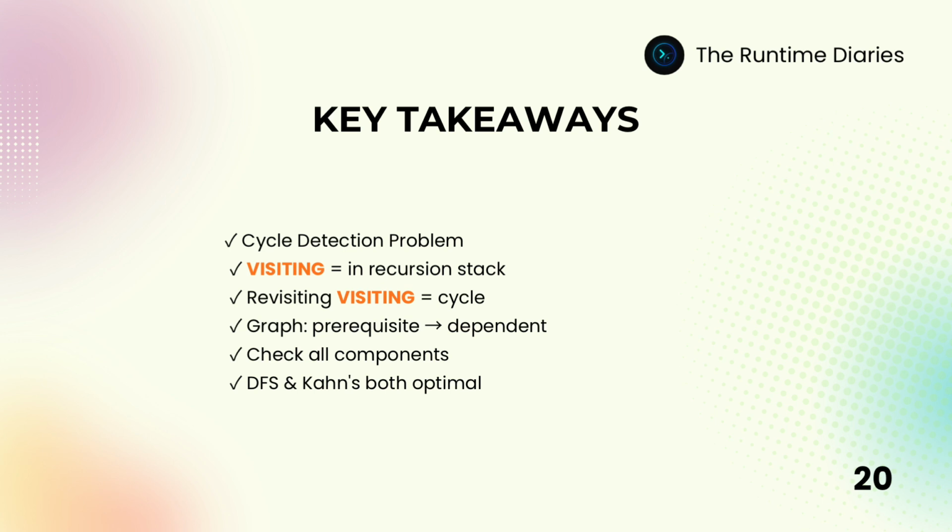Fourth, build your graph edges from prerequisite to dependent course. For [A, B], create an edge from B to A. Fifth, you must explore every component of the graph. Don't assume checking one node is enough. Sixth, both DFS and Kahn's algorithm are correct and optimal. Choose based on your preference for recursion versus iteration. If you learn this pattern, dozens of other graph problems become easier. Topological sorting, dependency resolution, build order determination, and task scheduling all use these exact same techniques.